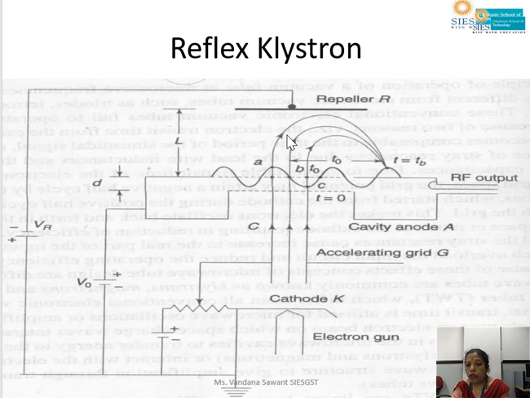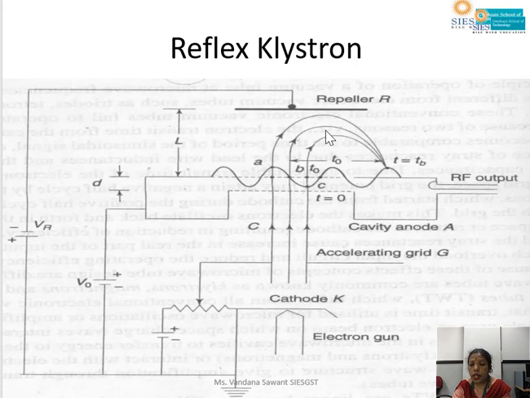So what will it do? It will reflect these electrons back. Now these back reflected electrons will come again to the cavity. But while coming back, they follow a path like this. This is the electron trajectory.